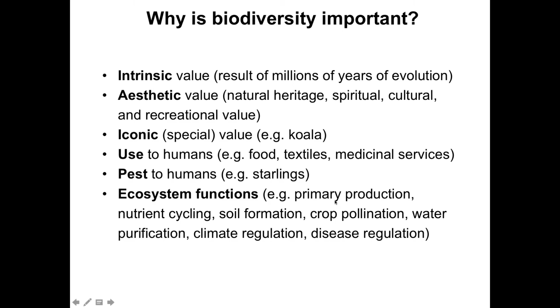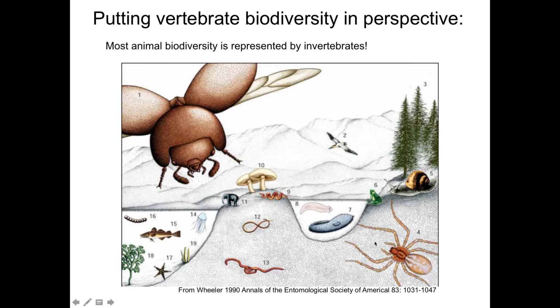And those functions could be to allow primary productivity, could promote the cycling of nutrients within that ecosystem, the formation of soil, pollination of crops, the purification of water, the regulation of climate and disease. One thing to keep in mind, though, is that most animal biodiversity is represented by the invertebrates, okay? So the size of these different organisms here is representative of how diverse they are. Most things are actually beetles, most animals are in fact beetles, and vertebrates are not very diverse in the greater scheme of things.